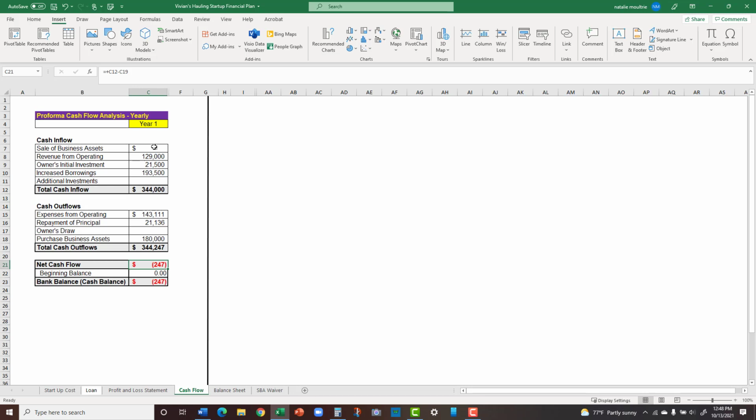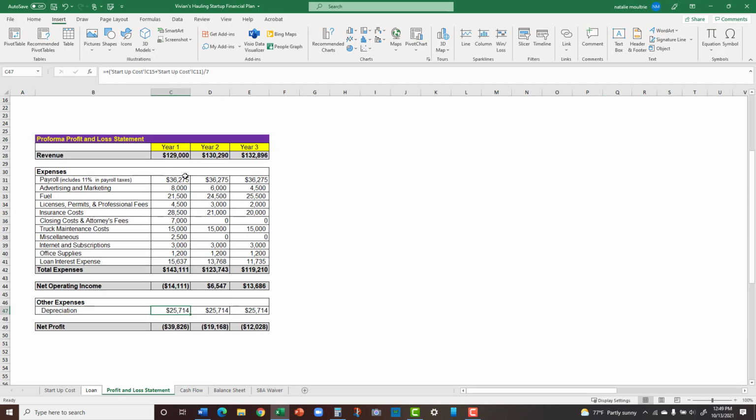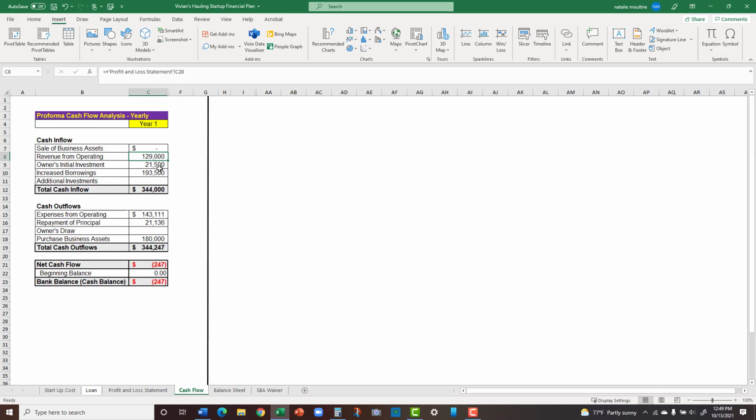So we didn't sell any business assets. The revenue, our inflow, this is what came into the bank, and this is coming directly off of our profit and loss. Remember the $129,000. So we have $129,000 coming in from our customers.